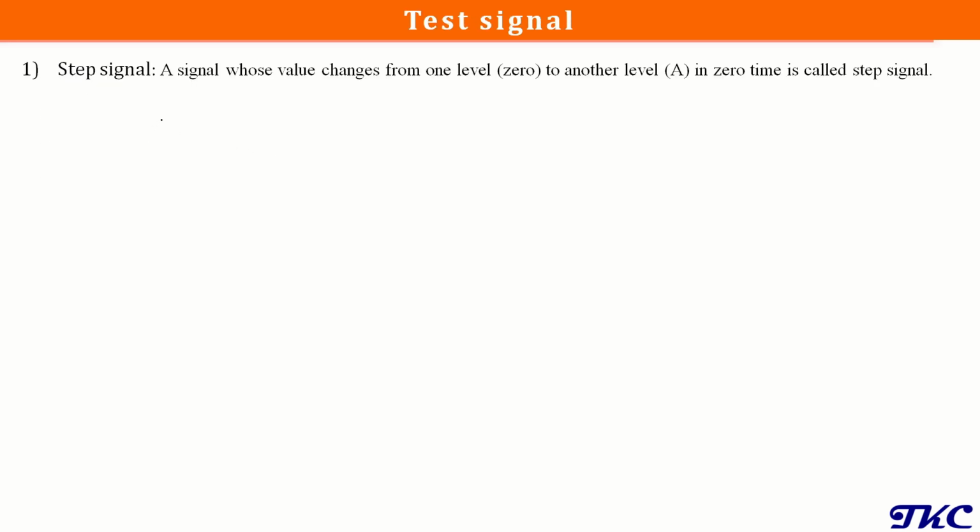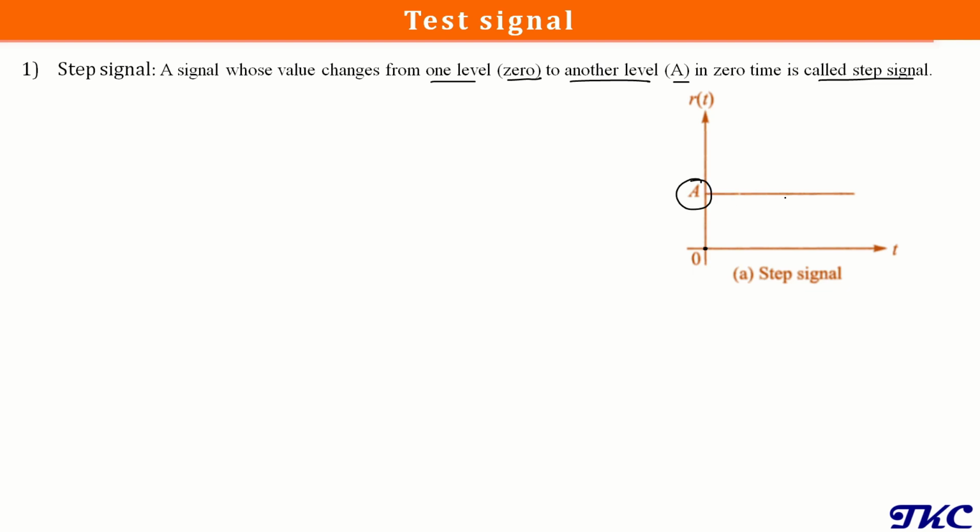The first signal is the step signal. The step signal is one whose value changes from one level to another level, mostly from 0 to some value in 0 time, or we can say in a fraction of a second. That is called a step signal. Graphically, this is how the step signal looks. At 0 it has 0 value, and at the next instant it has some value, say a here, and that value remains until we switch off the signal.